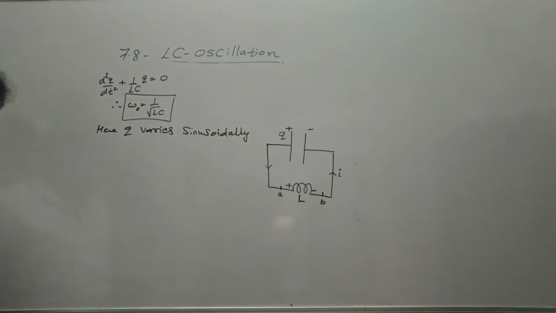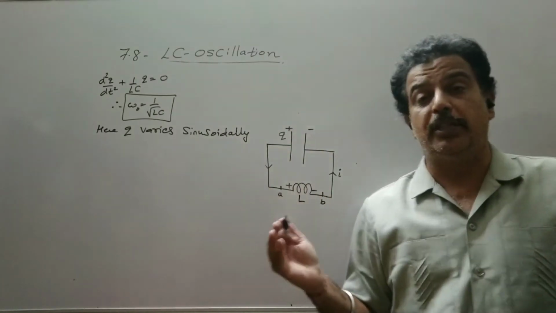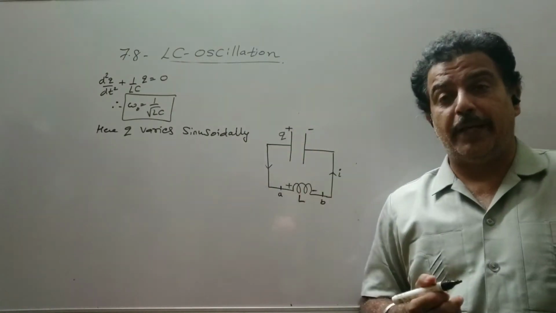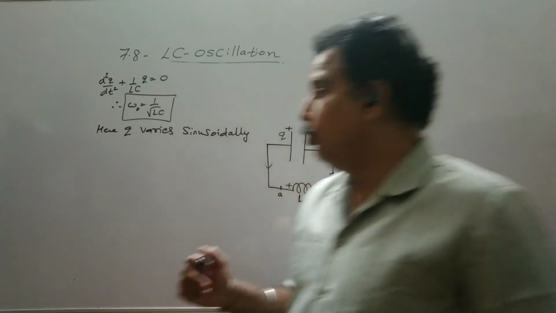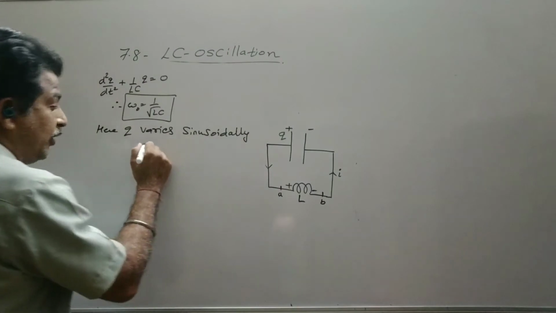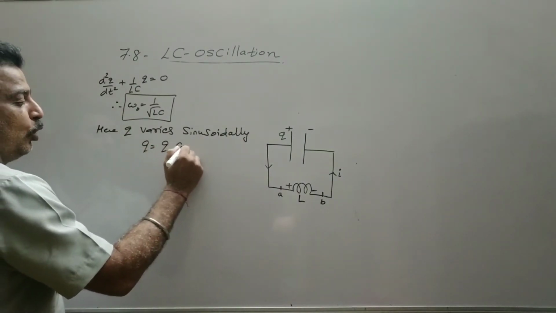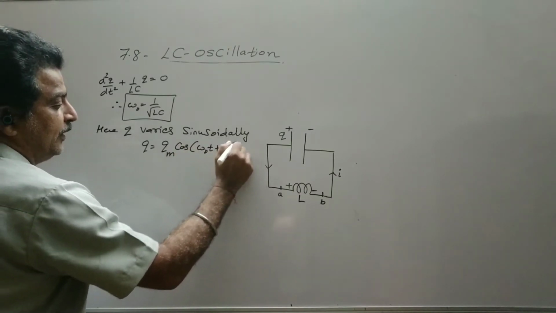So either it should be a function of sine or cosine. Now we know that at t equal to 0, the charge on the capacitor was maximum. So the initial value is maximum. So Q should be taken as a function of cosine. So Q is equal to Qm cos of (omega naught t plus phi).